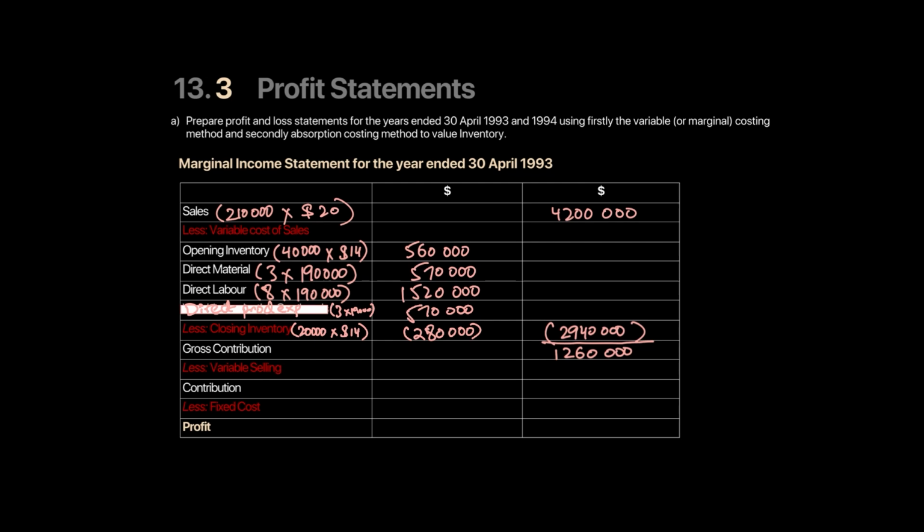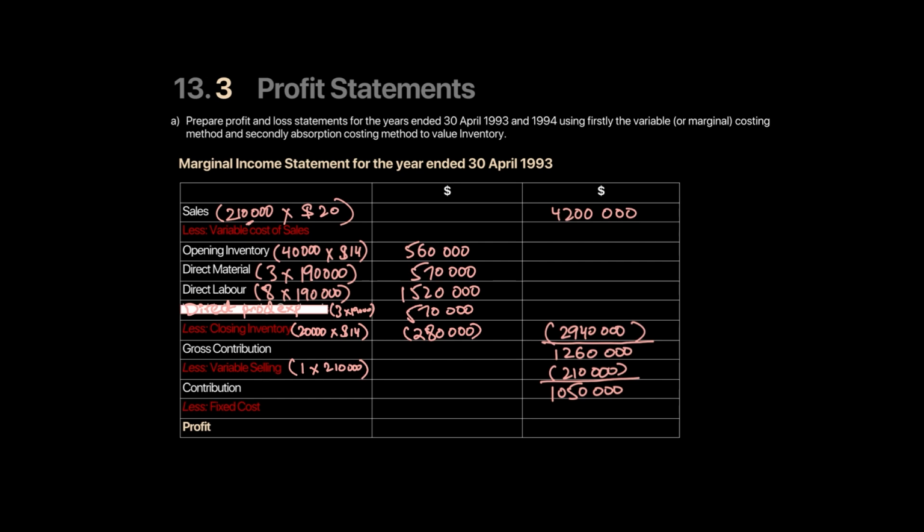Now again, remember, why is it gross? Because all variable costs have not been subtracted. There is one variable cost left, that's your variable selling. In this case, you guys can see that was given as direct selling expense. It was 1 per unit. I will multiply it not by the units produced but the units sold. That's 210,000. So I'll get my direct selling or variable selling to be 210,000. So that gives me a contribution of 1,050,000. That's my contribution, the money left after paying off all your variable cost.